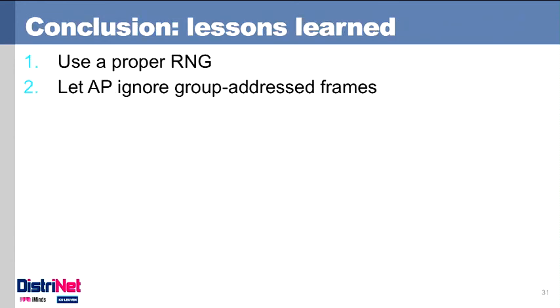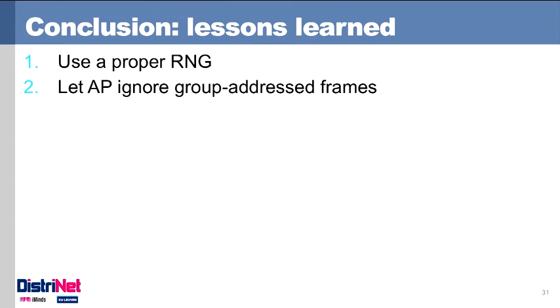So that leads me to the conclusion of our work. Basically, I'm going to discuss 4 lessons that we learned. The first 2 are rather practical. That's that you should use a proper random number generator. And the second one is the countermeasure, that an access point should ignore group addressed Wi-Fi frames.